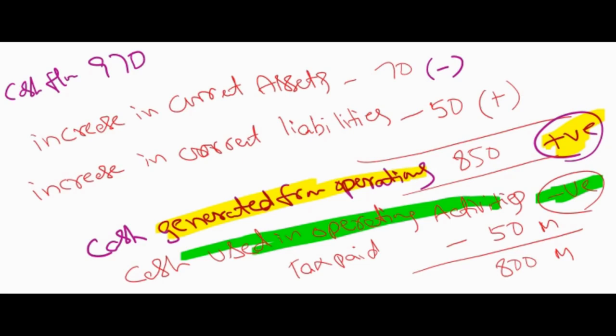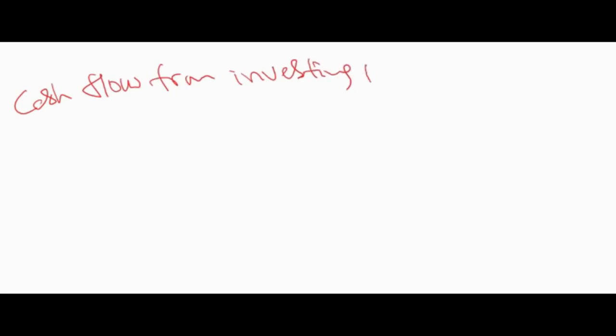So this is the first one. We have two more things that we need to do. So let's remember this 800 that we have generated as cash from operating activities. Now let's go into our cash flow from investing activities.